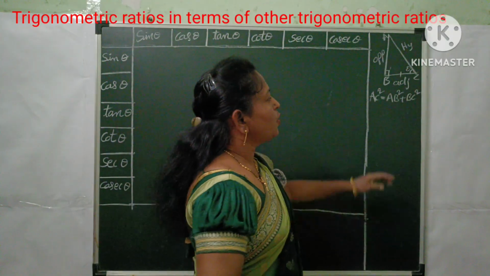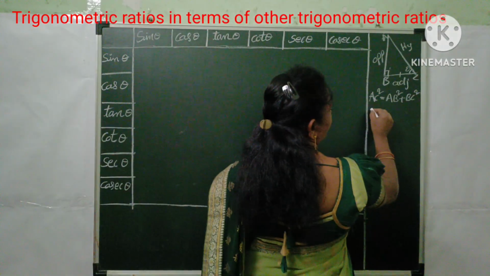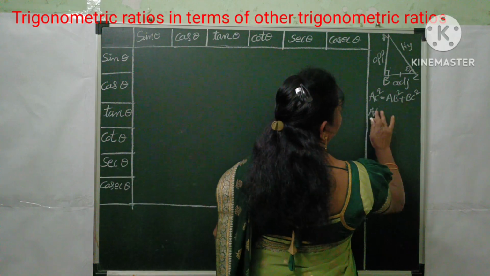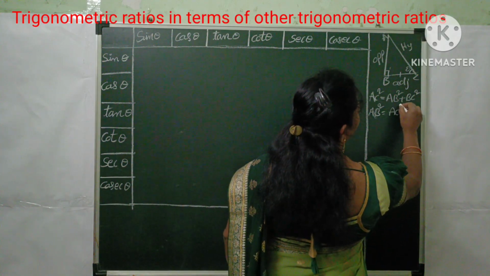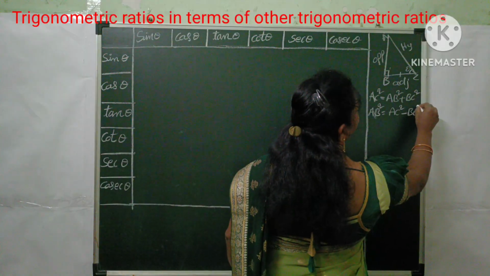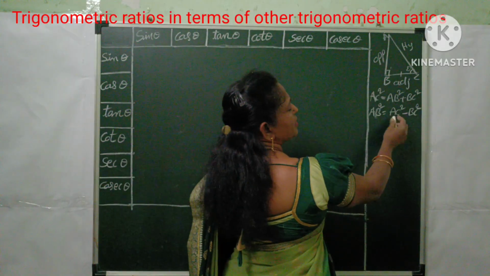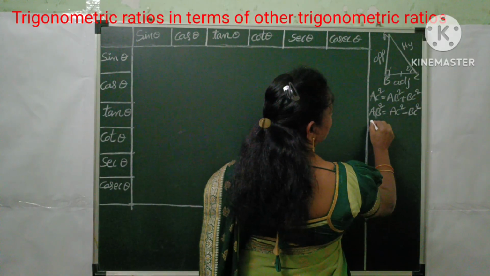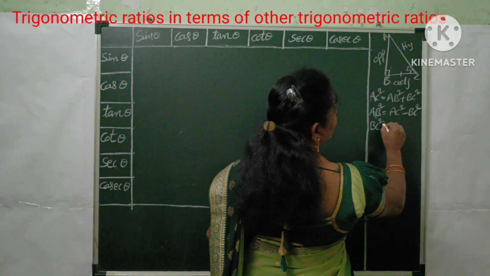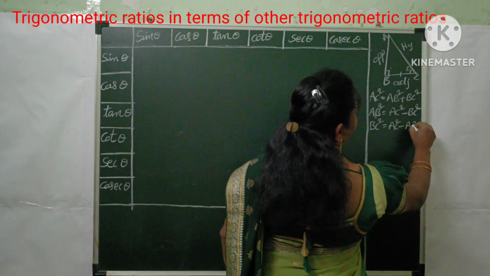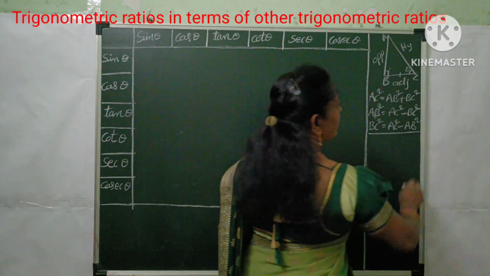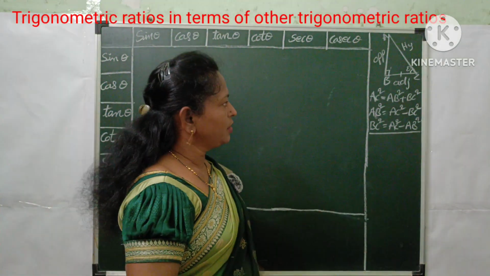Next, if you don't know BC or AB, you can write them one by one. AB square equals AC square minus BC square, since BC square becomes minus by transposing it. Next, if you don't know BC square, it is AC square minus AB square. These are the Pythagoras theorems.